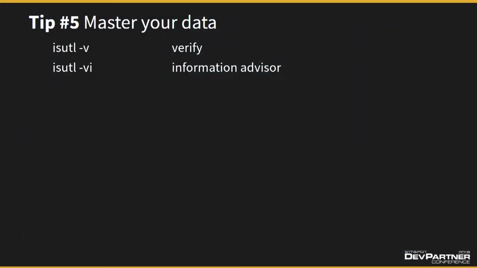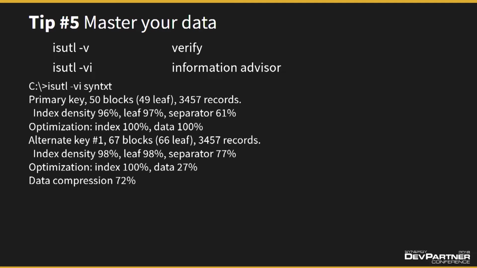If you're not already doing this, you can use ISUtil -V to verify your file, make sure that everything is synced and up to date. You can use ISUtil -VI to get the information advisor, and it looks a little something like this. I just ran this on the syntax file that comes with your installs. There's a couple of things to note on this. One of the things that you can see in here is there's no warnings, so the file is good, because it would be giving you errors and warnings and suggestions if you had that.